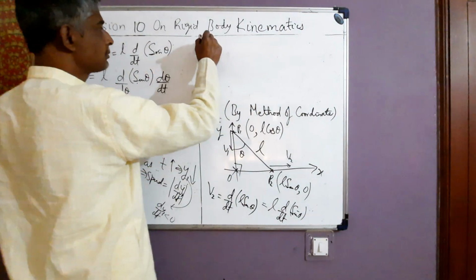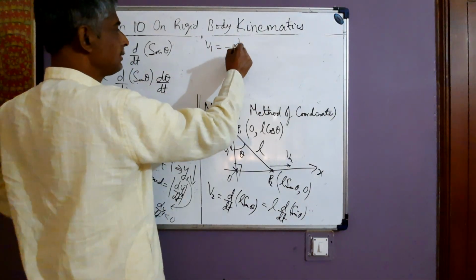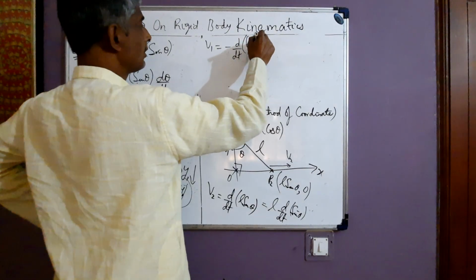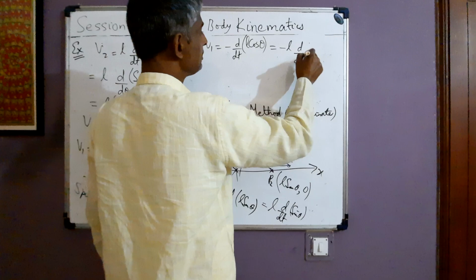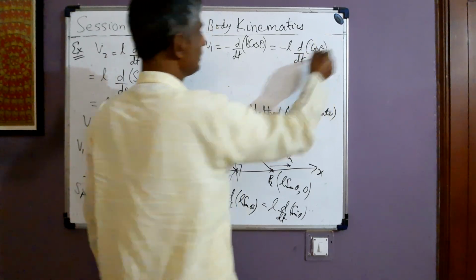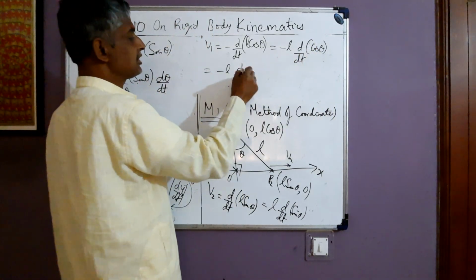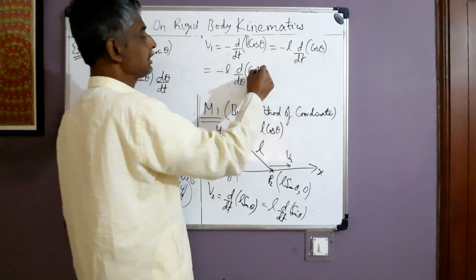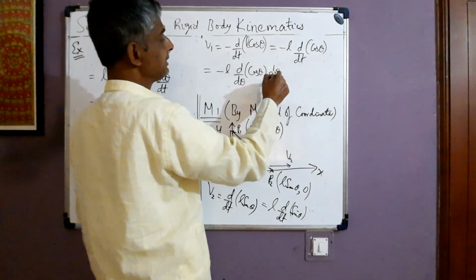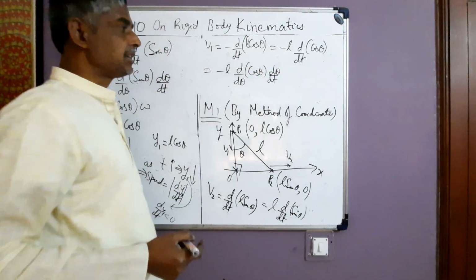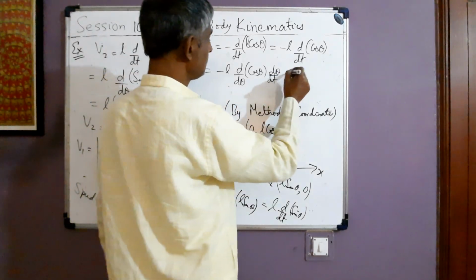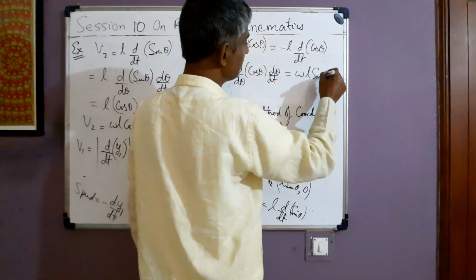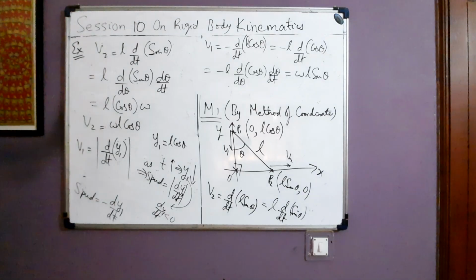So speed V1 is equal to minus of d by dt of L cos theta, minus L d by dt of cos theta. So this becomes minus L, chain rule, d by d theta of cos theta into d theta by dt. Now d by d theta of cos theta is minus sin theta. Minus times minus becomes plus. D theta by dt becomes omega. This becomes omega L sin theta. Okay, fine.